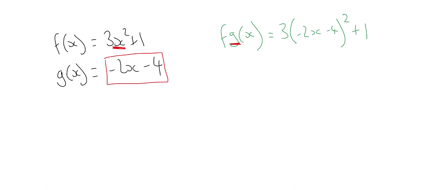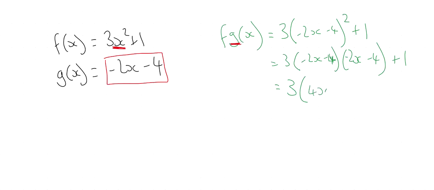So then I can expand this. What happens when I have a squared? What does that mean? Right, I FOIL it. There are 2 brackets. Right, so the whole function of g replaces this x. So then I've got 3, and then this is 4x squared plus 16x plus 16 plus 1.